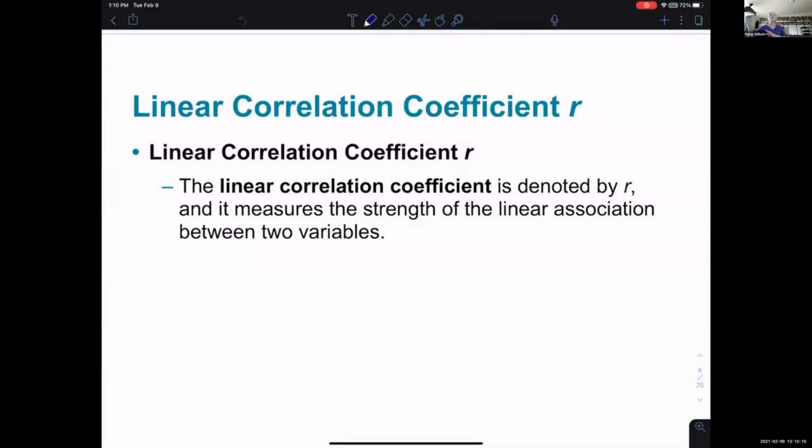Again, it's just the result of a calculation, and we don't need to worry about how the calculation is done. You never really will need to, because even when we're doing it ourselves, we're going to use a calculator anyway. But what does it refer to? A linear correlation coefficient is denoted by R, and it measures the strength of a linear association between two variables. It basically measures how strongly the paired data values adhere to a straight line. The strength of a linear association.